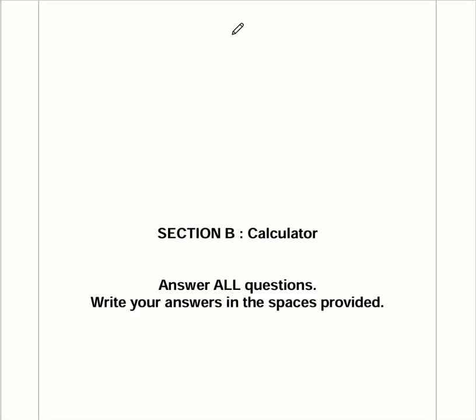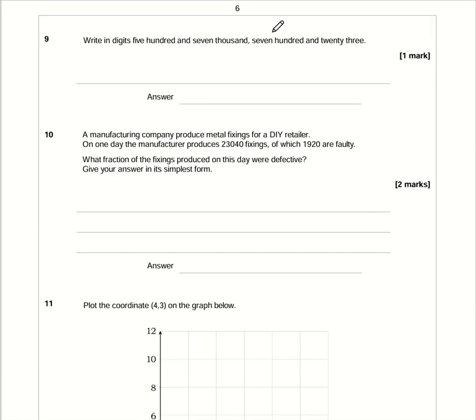Okay, so on to section B, which is the calculator section. Question number 9, having a calculator is of no help whatsoever. Write in digits 507,723. Well, what we need to remember is that the word 1,000 can be replaced with a comma. So to the left of that, I've got 507, and to the right, 723. So there we have it, 507,723. We can take the comma out if you don't like the comma. But remembering that 1,000 is represented by a comma helps us write these numbers correctly.